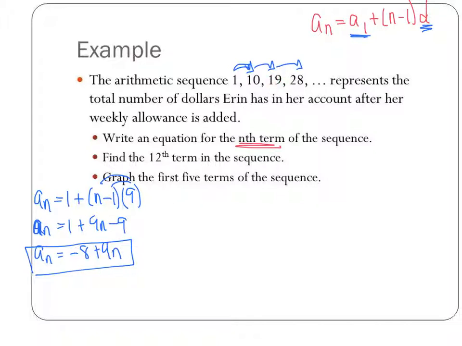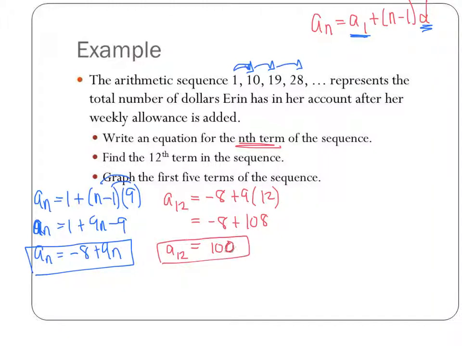The second thing this wants us to do is find the 12th term. So a sub 12, all I'm doing is putting 12 in for n, just like that. And we're going to work this out. Negative 8 plus 9 times 12 is 108. And negative 8 plus 108 would be 100. So the 12th term, a sub 12, would be 100.